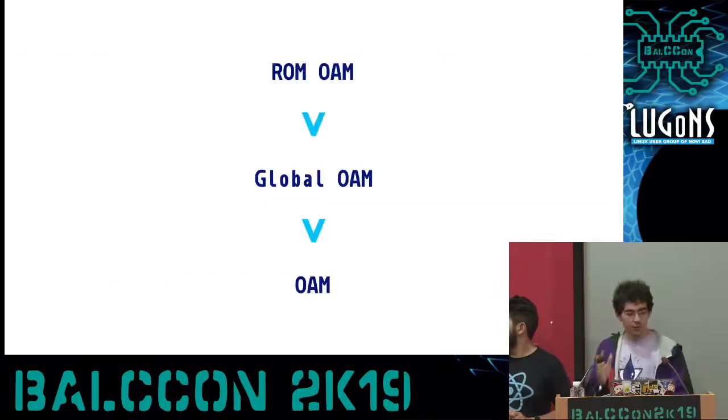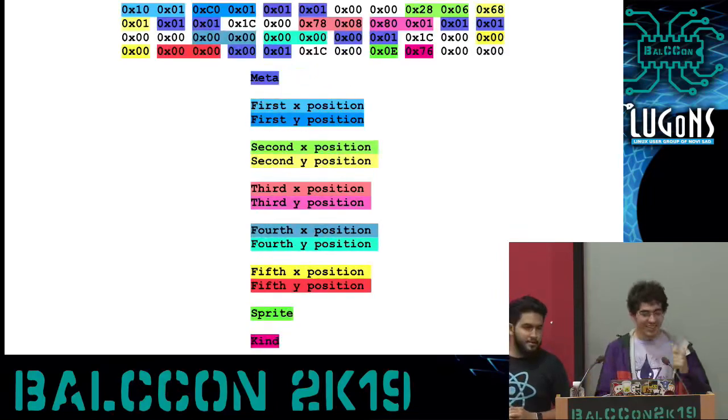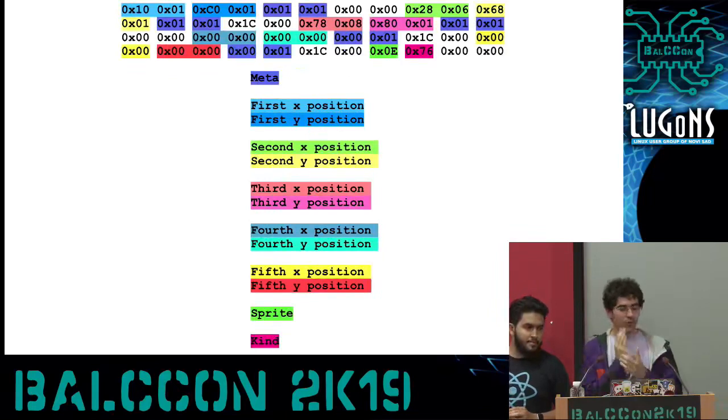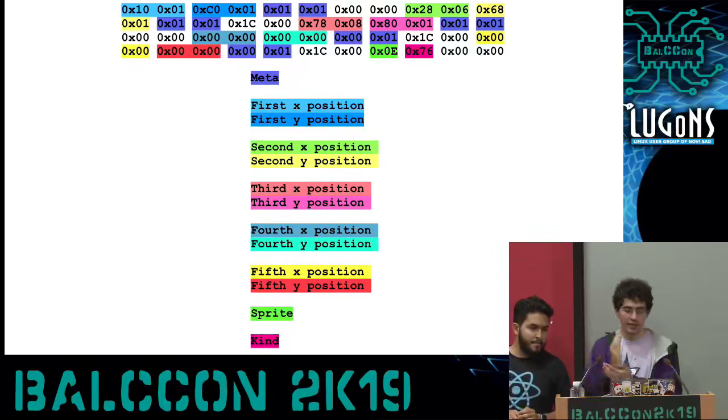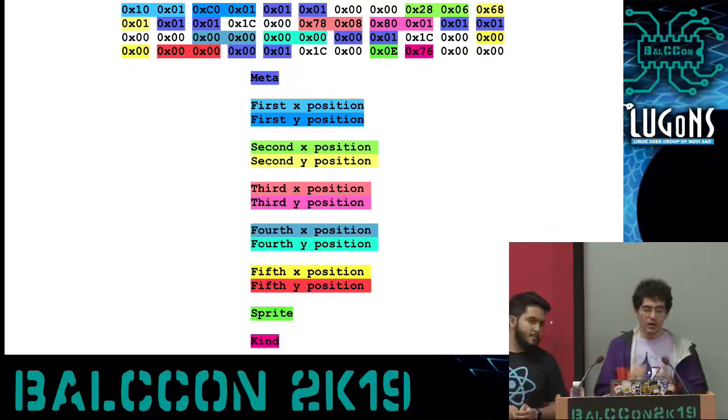This is the information flow on ROM OAM, global OAM, and OAM. ROM OAM keeps the information about all objects on all stages of a level. For example, the initial position on each stage, the kind of these objects, some metadata.